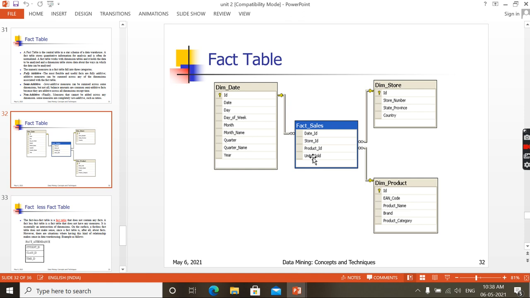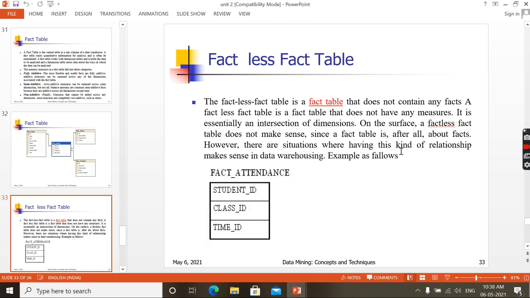In a factless fact table, we do not have this measure value. The units sold value is not available in a factless fact table. We only have foreign keys, only dimension values. It is essentially an intersection of dimensions. Only dimensions are in the fact table. If that is so, we can say it is a factless fact table.